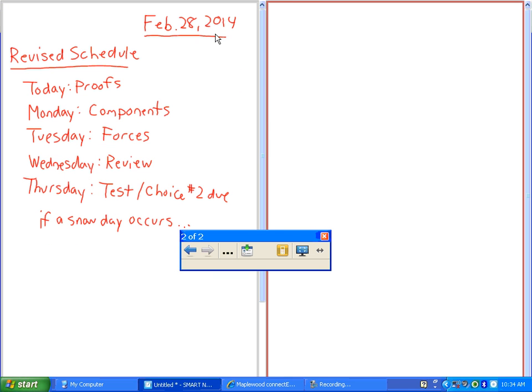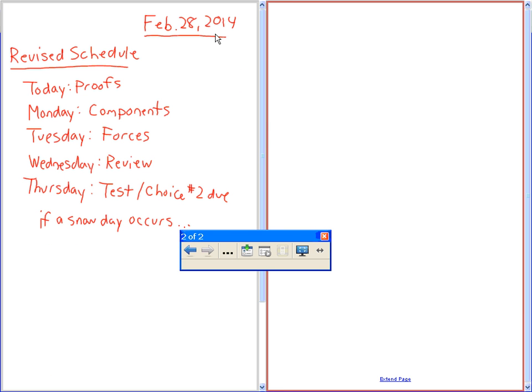Here we go. Question 17 says, for any 3 points, A, B, and C are collinear. This is sort of a little bit of a note. In 2 dimensions, for something to be collinear, they have to lie on the same line.